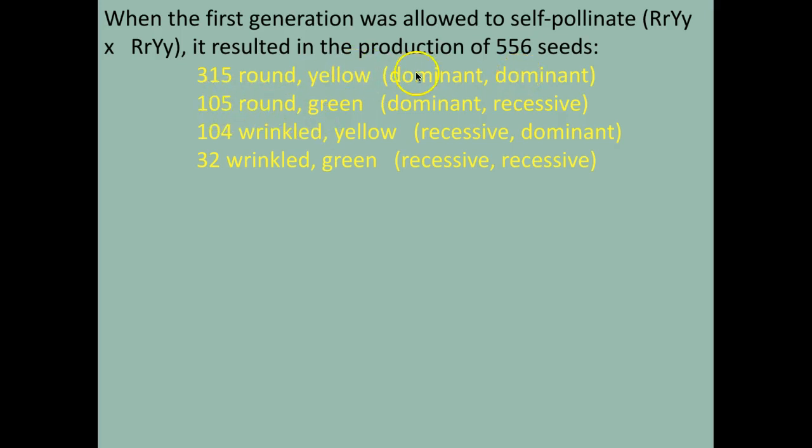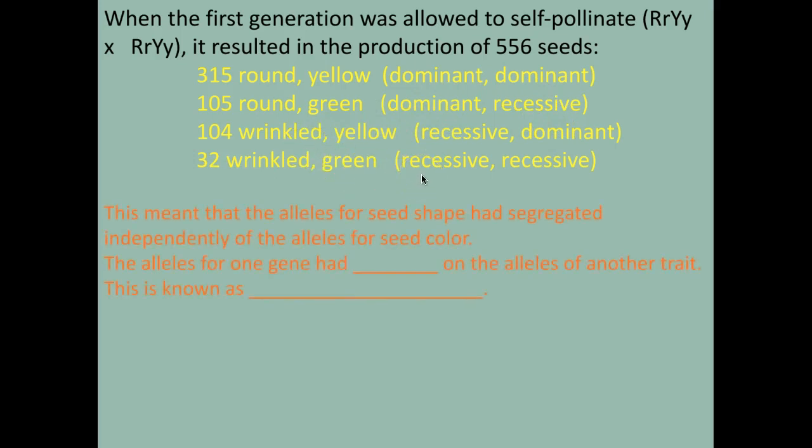So what I mean by dominant, round is dominant, yellow is dominant. He had 105 round green seeds, round being dominant, green being recessive, 104 wrinkled yellow seeds, wrinkled being the recessive trait, yellow being the dominant trait, and 32 wrinkled green seeds, which were both recessive. And this meant something.